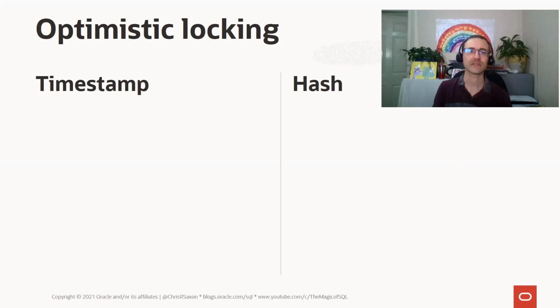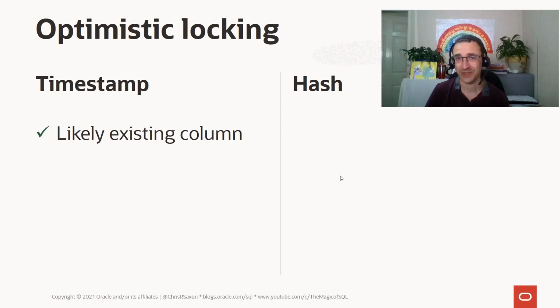So the big advantage of using a timestamp is there's a very, very good chance you already have a last updated date column on that table, right? So you likely have this for audit reasons. It's very common to do this, so you know when someone changed it. So it's very likely you already have this. You probably don't need to make additional data model changes. And even if you don't, there's still value in adding this for other reasons other than optimistic locking.